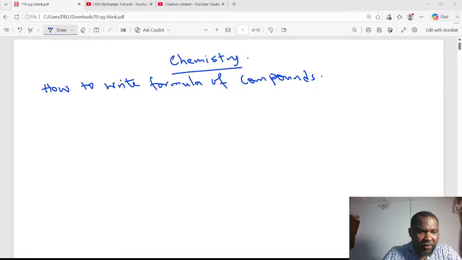Okay, so today I'm going to teach us how to write the formula of a compound. After today's class, you can start bragging about becoming a chemistry student. At least you know something more than what many other persons do not know. Right? So we are learning how to write the formula of a compound.